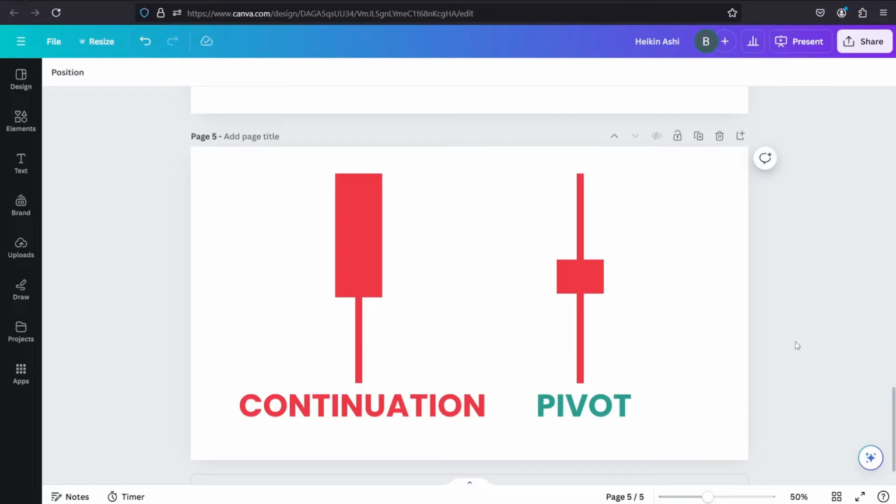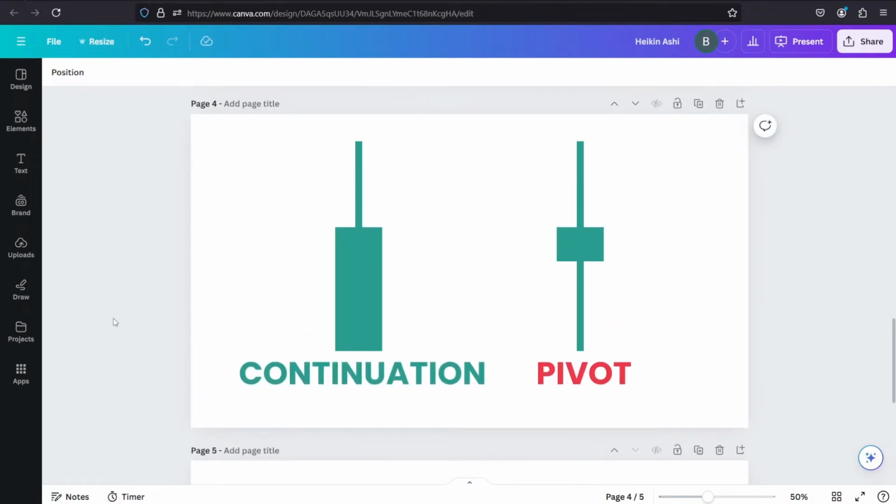Three candles. Wicks on both sides means a pivot. Wick on the same side as that color. So if it's a red candle and the wick's to the downside, that means we're continuing down. If it's a green candle and the wick is to the upside, that means that we're continuing up. Simple as that.